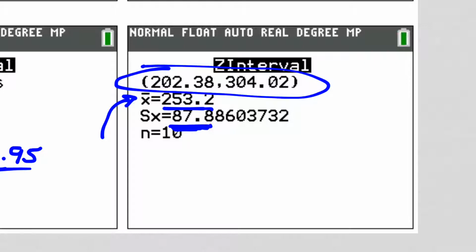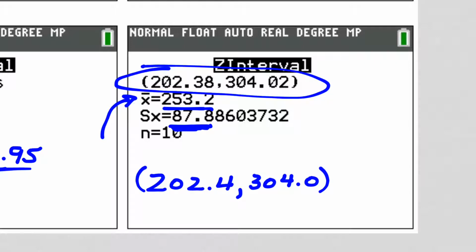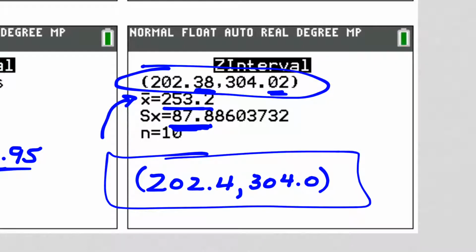So there we go, and this is really our answer. So it's 202.4. The problem asked us to round to 1 decimal place, so 202.4, comma, 304.0, and that's my final answer for that problem. On the exam, for confidence intervals, I just ask you to give as many decimal places as the calculator gives you, because it's never that many places anyway, so you might as well just give the information that you have. So that is our final answer. That's how you do that problem.